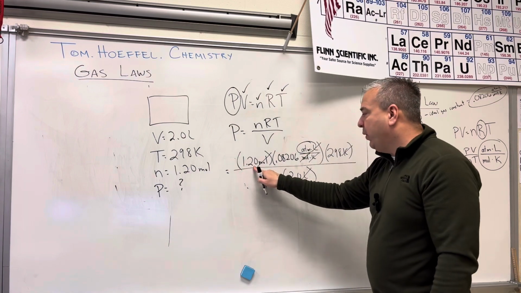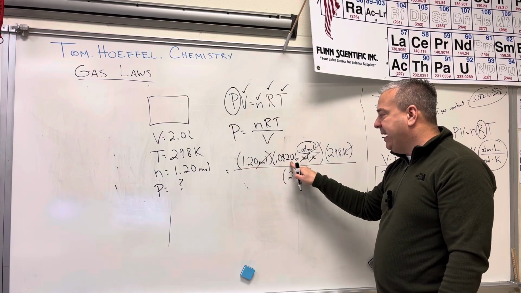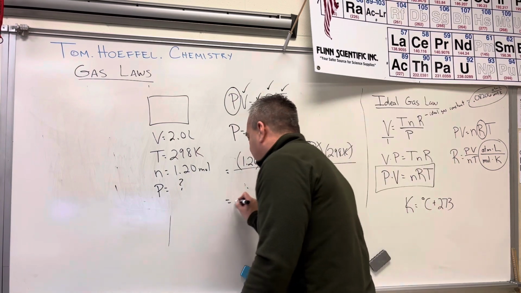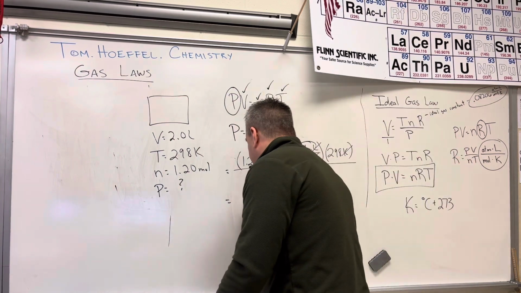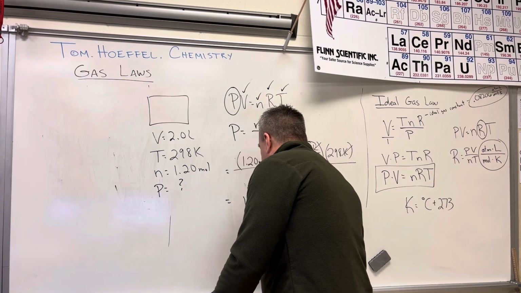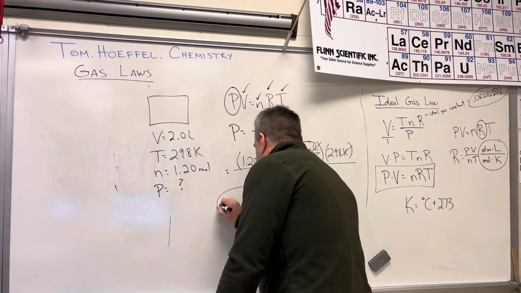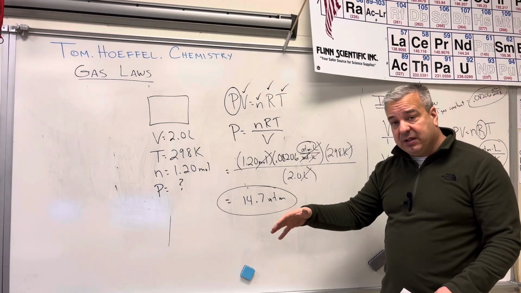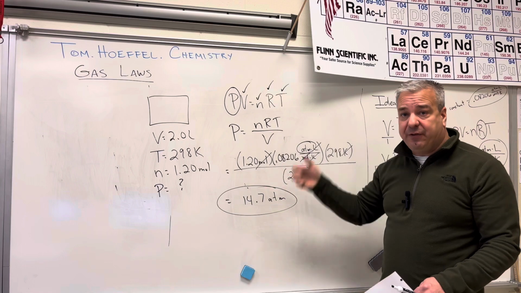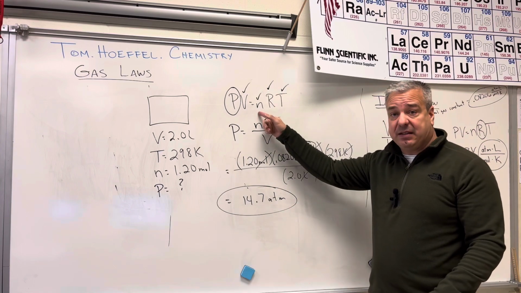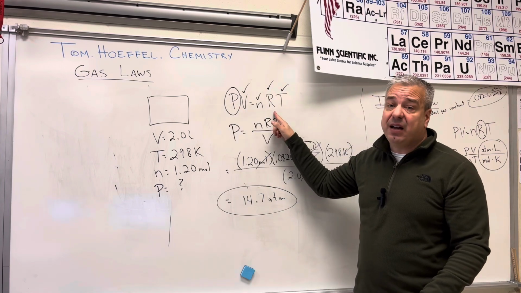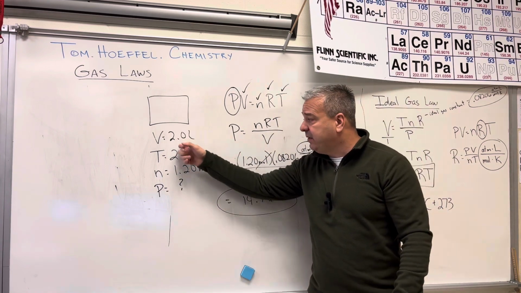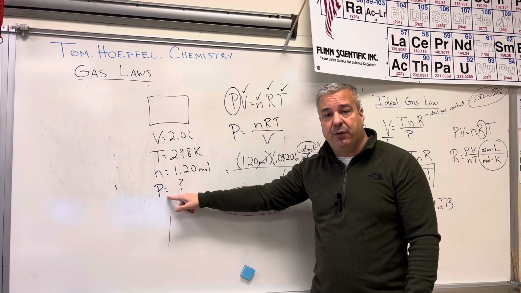So if you take 1.20 times 0.08206 times 298 and divide it by 2, you'll get a pressure of, to 3 sig figs, 14.7 ATMs. So this is how we take Boyle's law, Charles's law, and Avogadro's law to form the ideal gas law, and this thing is going to be used a ton in chemistry. And if you have 3 of the 4 variables, you can figure out the 4th.